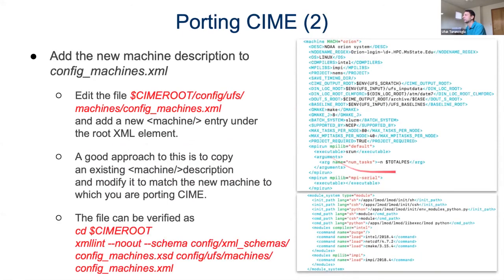So this is an example of the machine file. It's for Orion, the MSU machine. You can use this, for example, as a reference, and then define a new one. Also, this file is based on XML, and in the background there are some schemas that can be used to verify the content of the XML, because it's easy to make some kind of syntax error. This way, you can catch those errors before testing the case.